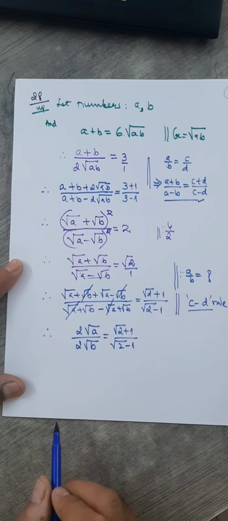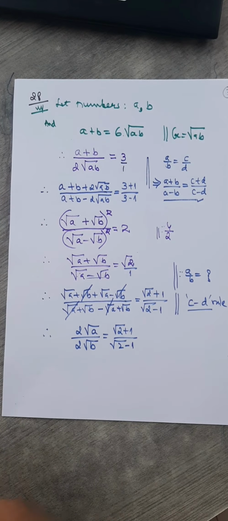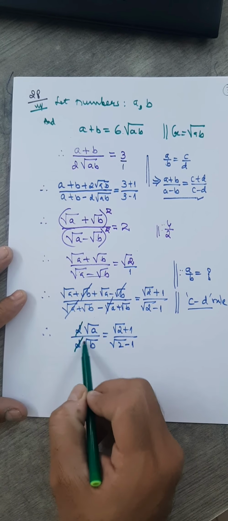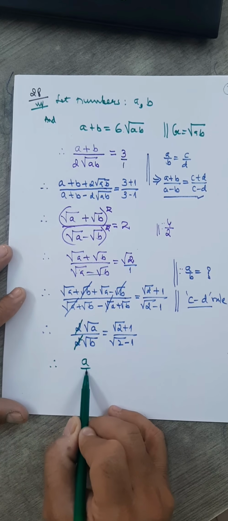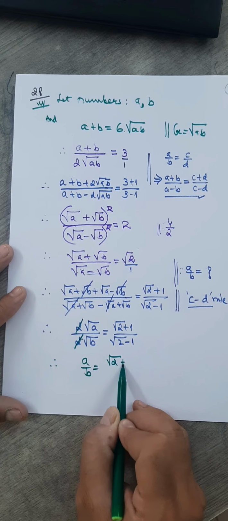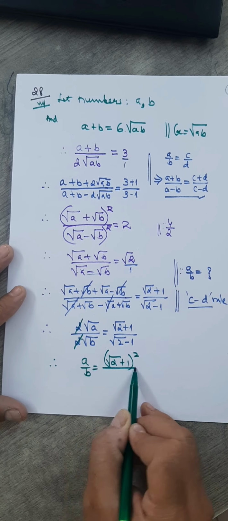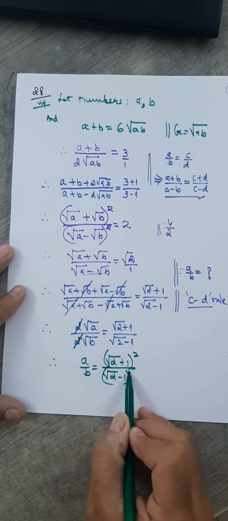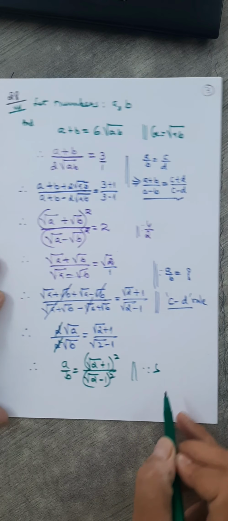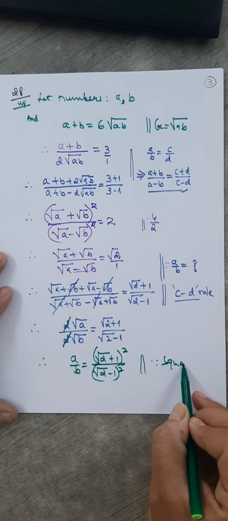Now you are interested to get what? A by b, you know. So this will get cancelled and I'll square it. So a by b equals, here root 2 plus 1 the whole square upon root 2 minus 1 the whole square, by squaring. What I did? Just by squaring.